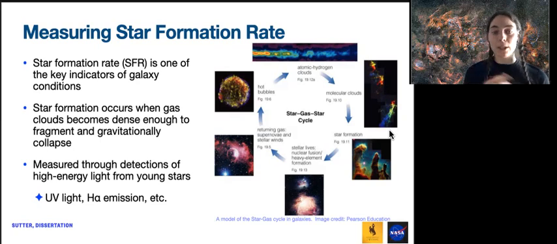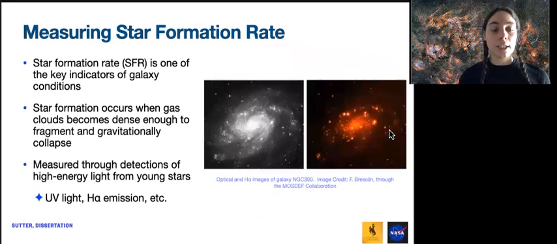So being able to measure star formation rate is really important if we want to understand how galaxies grow and change with time. And the main way we measure star formation rate is by looking for signs of really hot, really bright O and B stars that don't live for very long. So if we can find those O and B stars, we know there must have been recent star formation, because otherwise they would have all exhausted their supply of gas and died. So the way we look for O and B stars is by looking for really bright, high energy light. So things like UV light or H alpha emission.